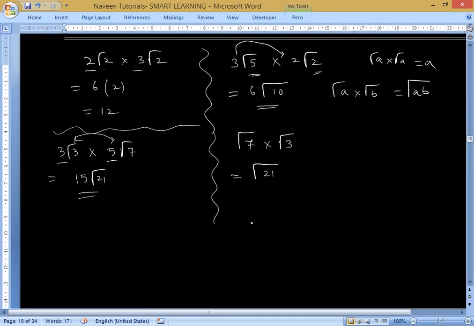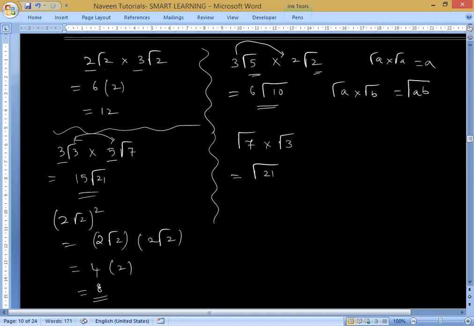So for example, if the question is 2 root 2 whole square, the power is 2. If the power is 2, you have to write it 2 times, right? 2 root 2 into 2 root 2. Am I right? So 2 2s are 4. Root 2 into root 2 is 2. So 4 2s are 8. Any doubt in this?